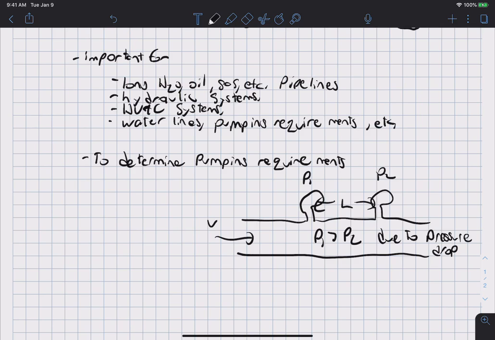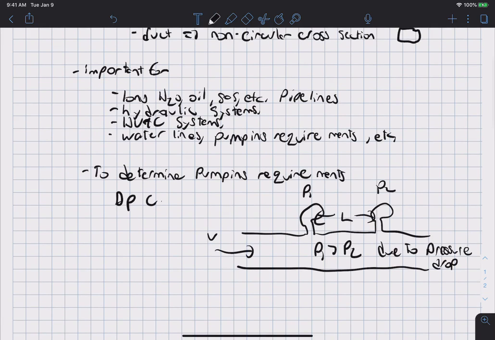And that's true even if the cross-sectional area at station 1 is the same as the cross-sectional area at station 2. And so that delta P, or that pressure drop, is caused by viscous losses at the wall. So the delta P is caused by viscous effects or viscous shear stress at the walls. And we'll get into that later on.